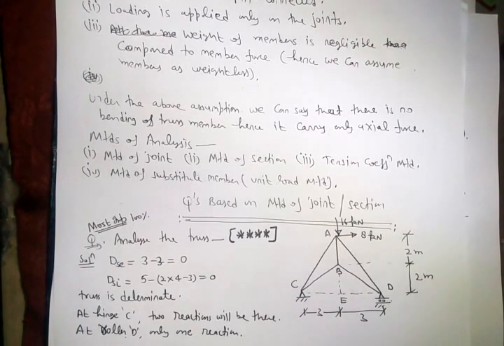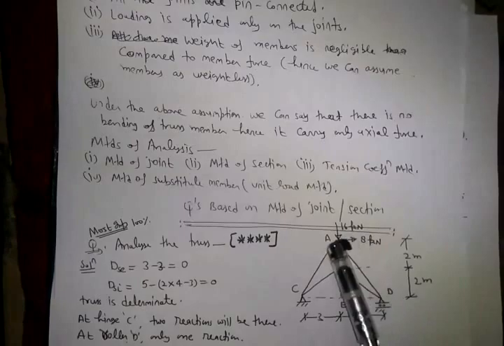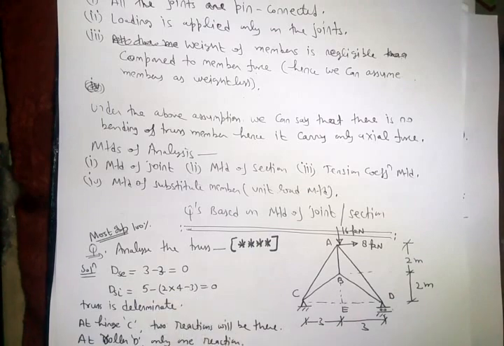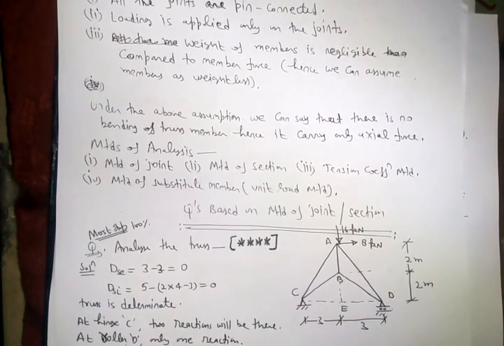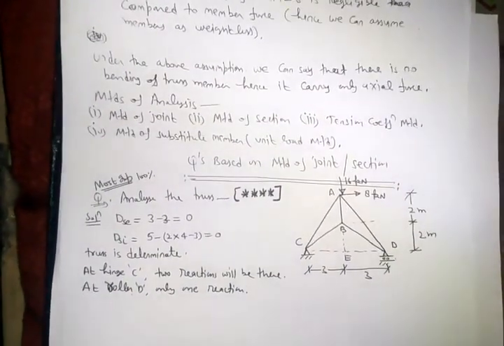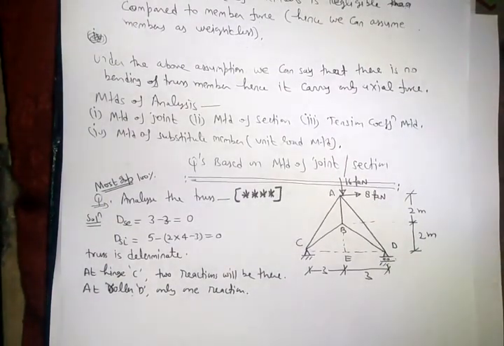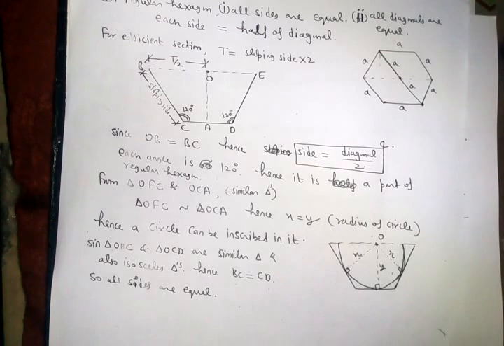Second is DSI. DSI is m minus 2j minus 3. Members are 5, joints are 4. m minus 2j minus 3 equal to 0. Means DSE is 0, DSI is 0. Truss is determinate both internally and externally. So the truss is determinate. Now how to find the reactions? At hinge C there will be two reactions, and at hinge D it is a roller support, so it will be one reaction only. First aim is to calculate the reactions.